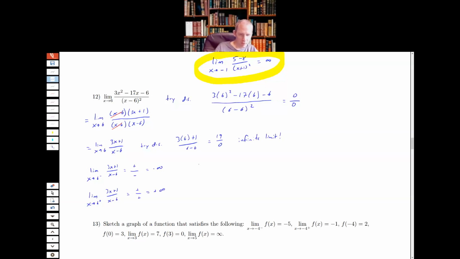Since the left and right limits don't match, that means that the limit as x approaches 6 of 3x plus 1 over x minus 6 does not exist. So the limit as x approaches 6 of 3x squared minus 17x minus 6 over x minus 6 squared does not exist also.